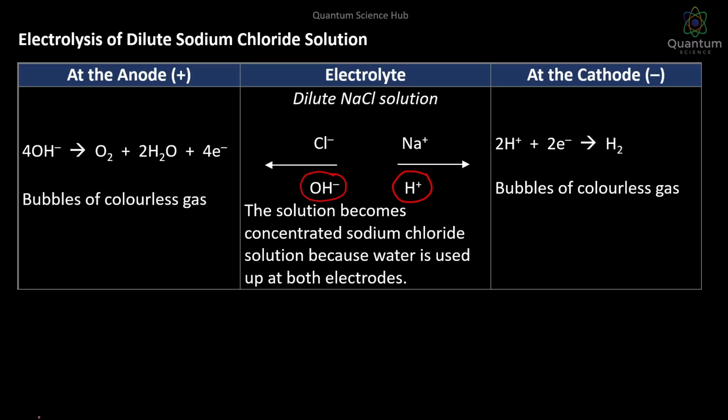Then what will be left in the electrolyte? NaCl, right? That's why you can see in here the solution becomes concentrated sodium chloride solution, because water is used up at both electrodes. So OH negative and H positive, that means it is just the electrolysis of water. So you remove the water, and at the end it will turn into concentrated NaCl solution over time, right?